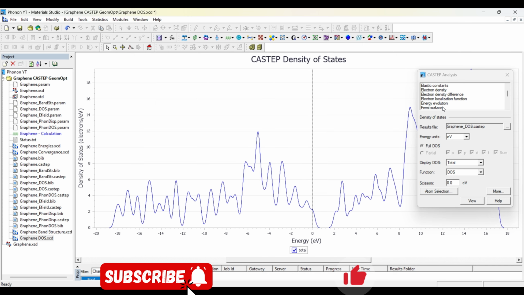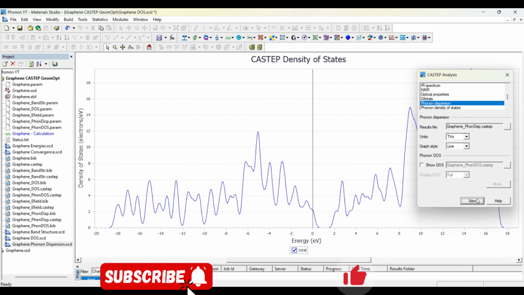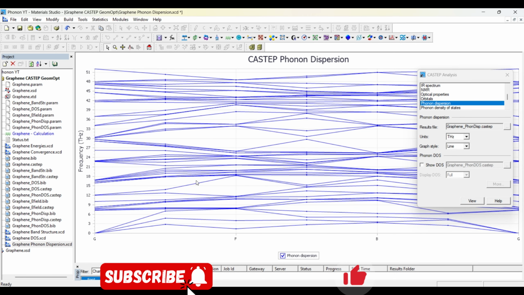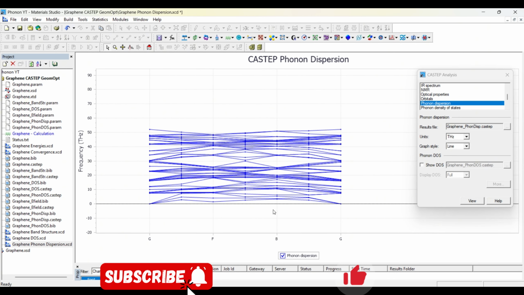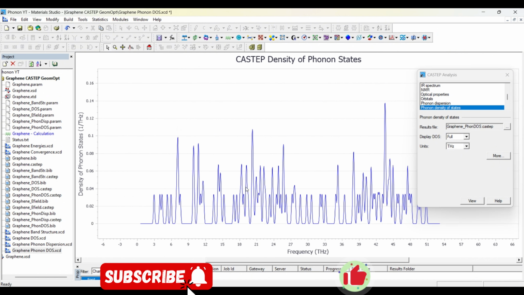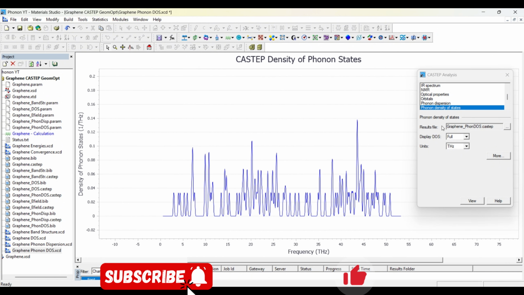Now you can go down and choose Phonon DOS, for Phonon dispersion, first Phonon dispersion. Now, as you can see, there are no negative values, so this structure is perfectly stable. Go to Phonon DOS, and these are the Phonon DOS values as well, so there are no negative values on the x-axis. So this is a perfectly stable structure.